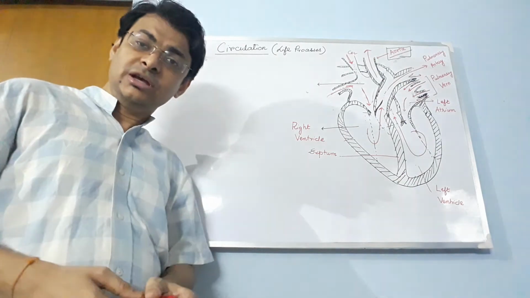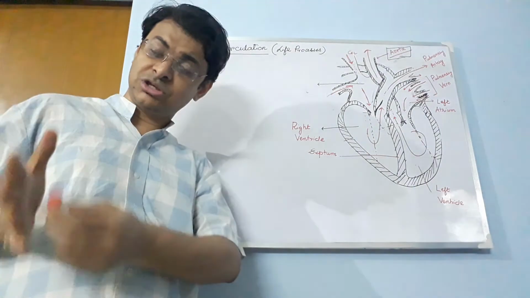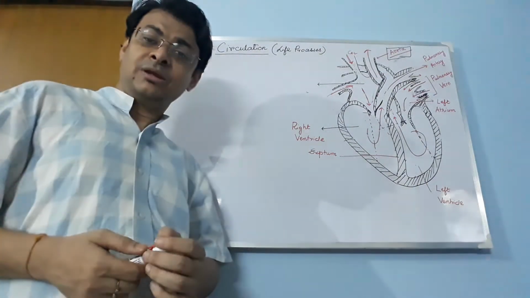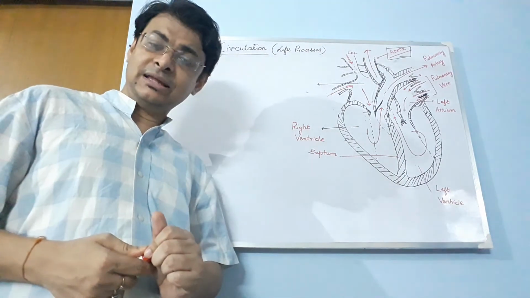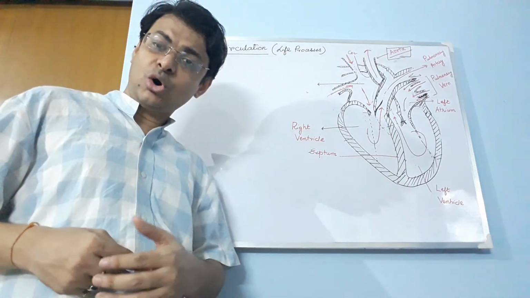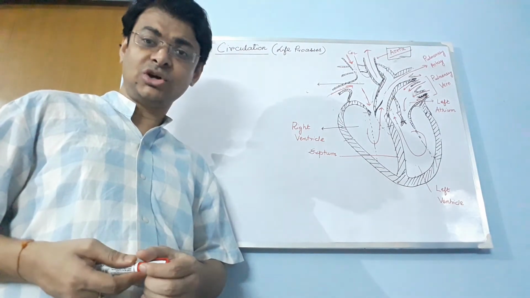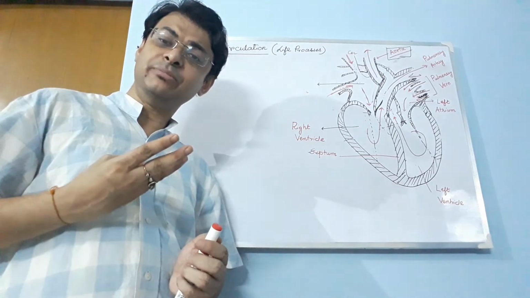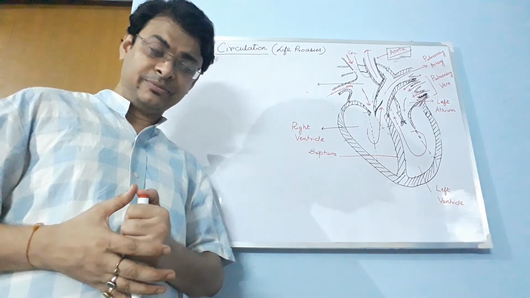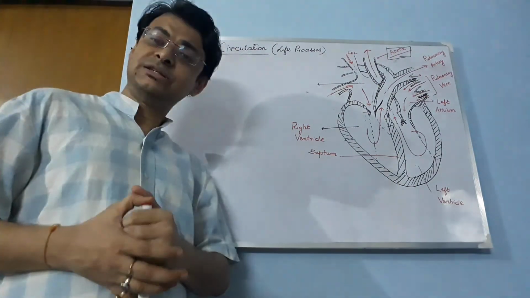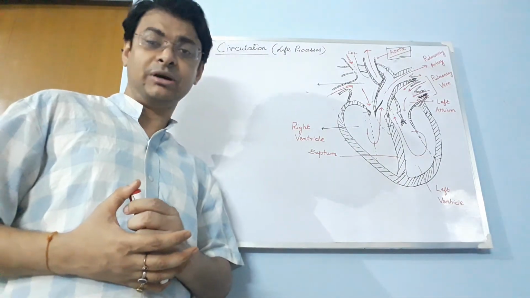This is because the human body cannot allow mixing of oxygenated and deoxygenated blood, but other animals like amphibians and reptiles can allow mixing of the oxygenated and deoxygenated blood. Like snakes, lizards, all these animals have three chambered hearts because they allow mixing of the blood. And in fishes you will find a two chambered heart.